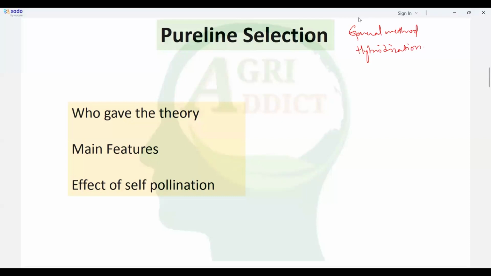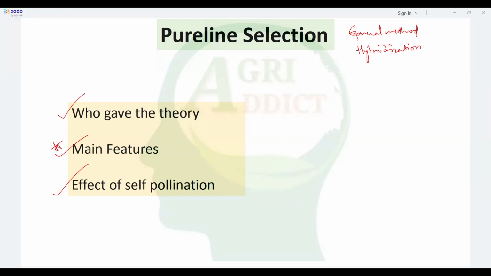In today's class, we will be seeing who gave the theory regarding the pure line theory and what are the main features of that theory. This is most important. And then what is the effect of self-pollination? Before entering into the class, can anyone say, can pure line selection be practiced in both self as well as cross-pollinated crops? Or any idea? No, sir. Okay.